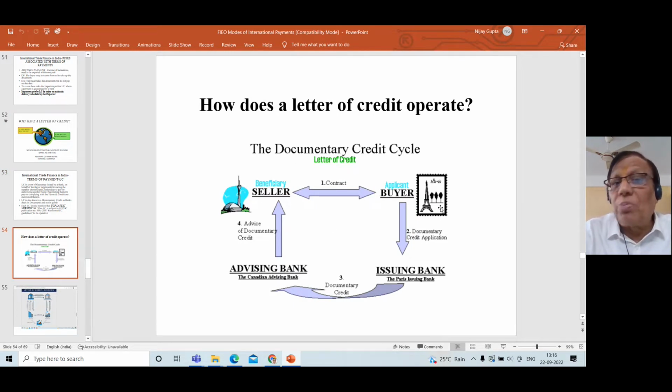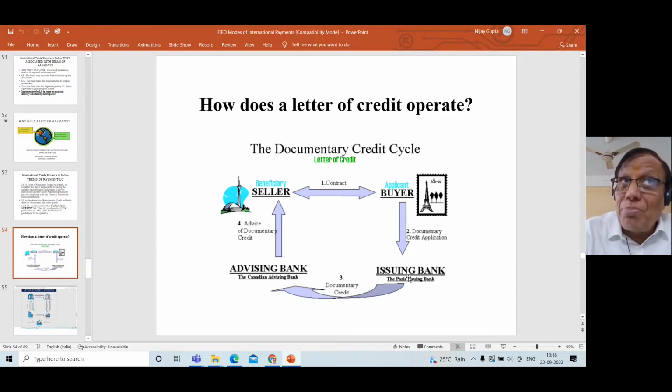It will be issued based on your contract. If the exporter says you want a letter of credit, and the buyer is willing to give it, they will approach their bank and the bank will issue the letter of credit favoring you. The issuing bank gives a sort of guarantee to the exporter saying that in case you comply with the terms and conditions of the LC and present compliant documents, I will pay. So how will you do it? You have to export the goods and present compliant documents. You have to follow exactly what the LC says.